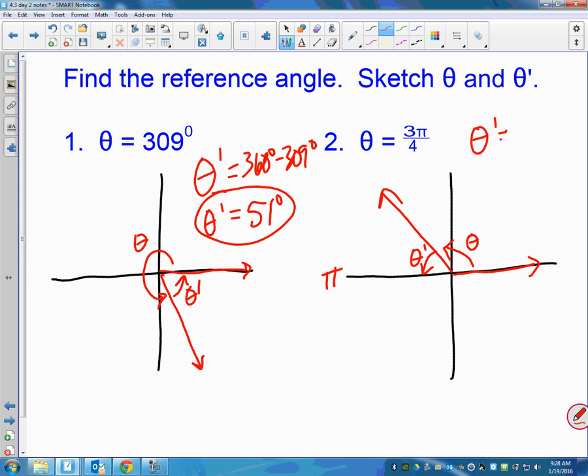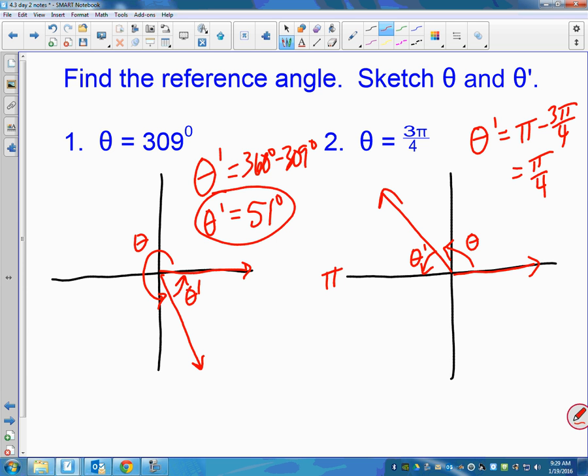And what would theta prime equal? How can I find theta prime? It's what's left from here to here. Is that first one whole pi? Because if you took pi minus 3 pi fourths, you would get pi fourths.